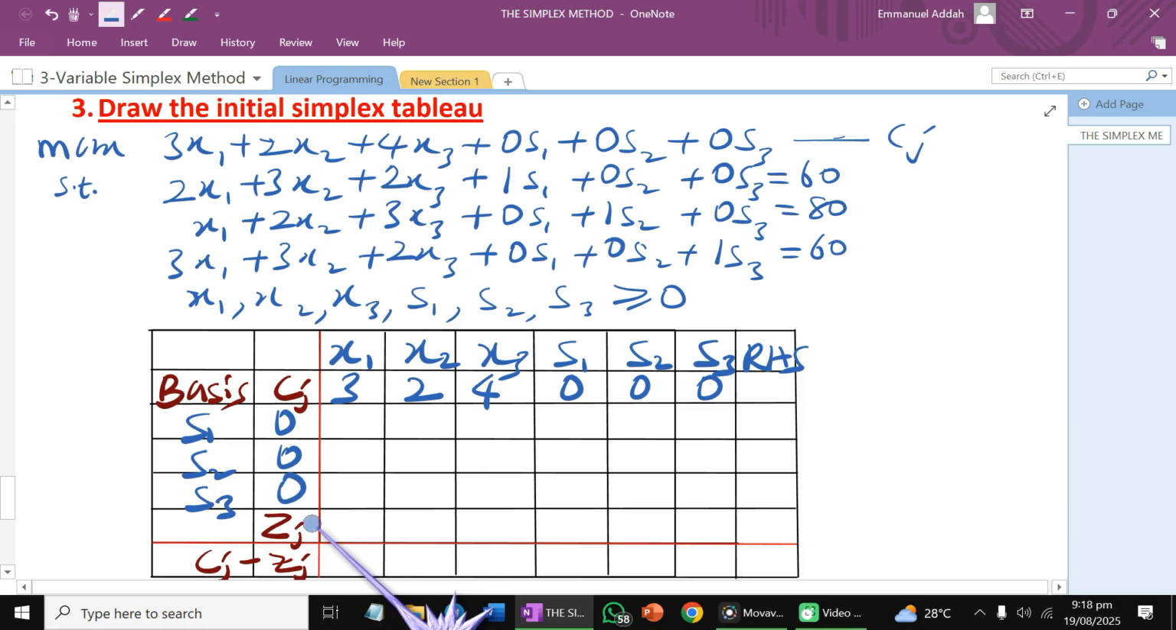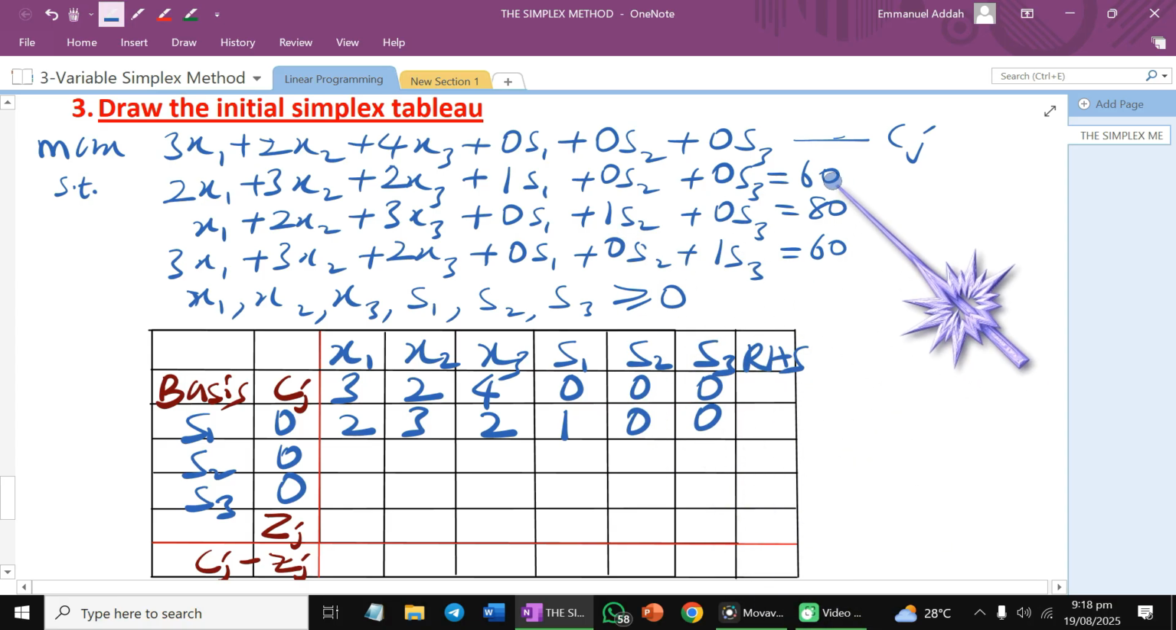That's it. After that, you now come here. Here is the first constraint, the second constraint, and this is the third constraint. So under the first constraint, what's the coefficient of X1 in the first constraint? That is 2. Here, X2, 3. Then X3, 2. S1, 1. S2, 0. S3, 0. Then at the right hand side, 60.